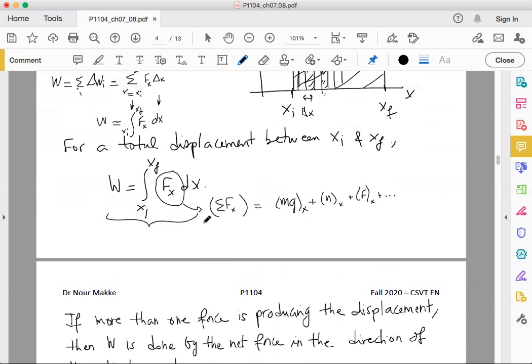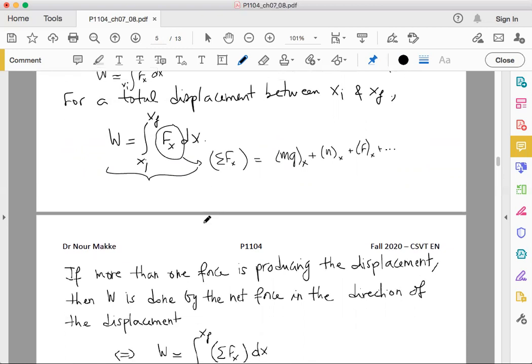So be careful about the use of the definition of the work when you have a constant force and when you have a varying force. You should not confuse both of them.